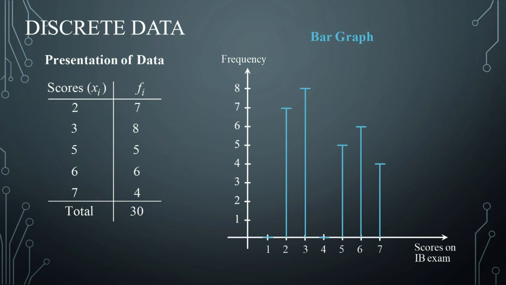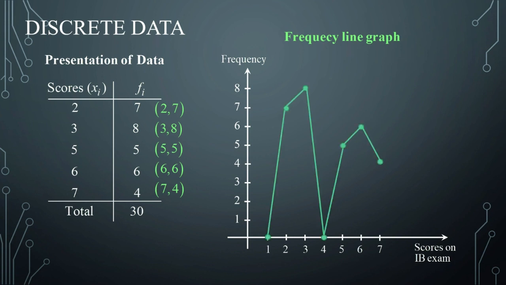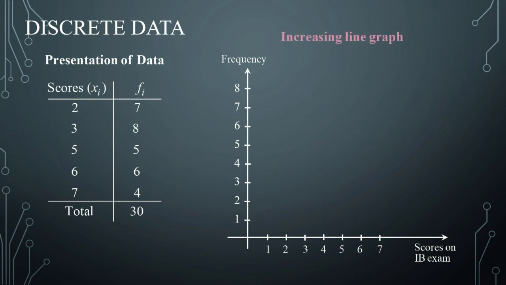Now, using the frequency, I can also draw the frequency line graph, which is done by considering the scores and their frequency as an ordered pair, x for the score and y for the frequency. Then plot these points and then connect them using line segments, keeping in mind a frequency of 0 for scores 1 and 4.